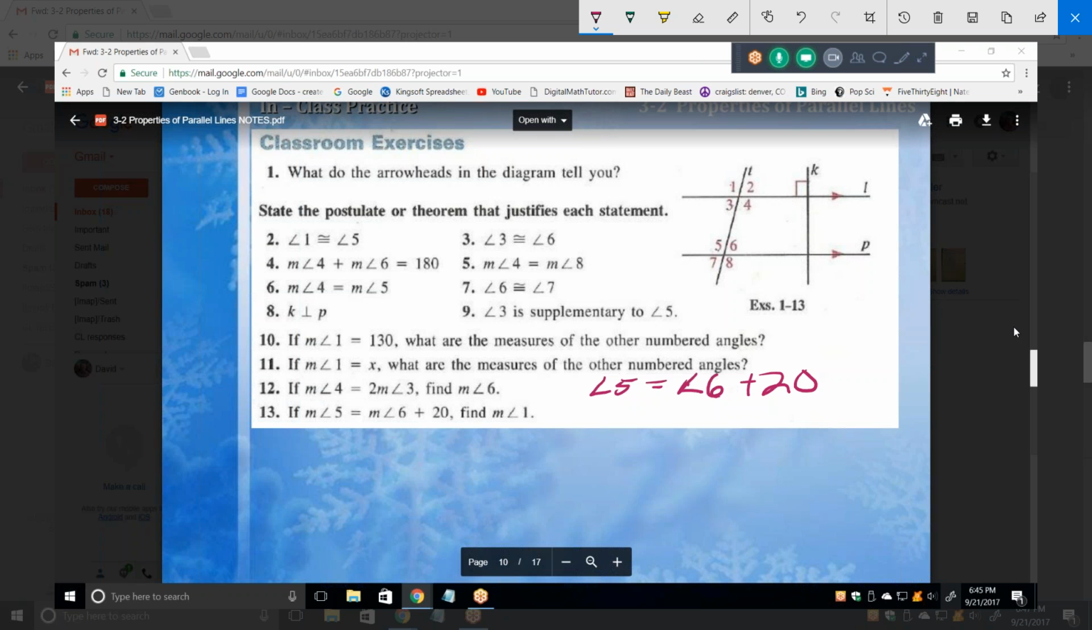So what can I say? What can I do? I can add an angle 6 to both sides. I don't know if that's going to be the most efficient way to go, but I know I can do it. So now I have 2 angle 6s plus 20. Okay? Now, the algebraic property of addition.